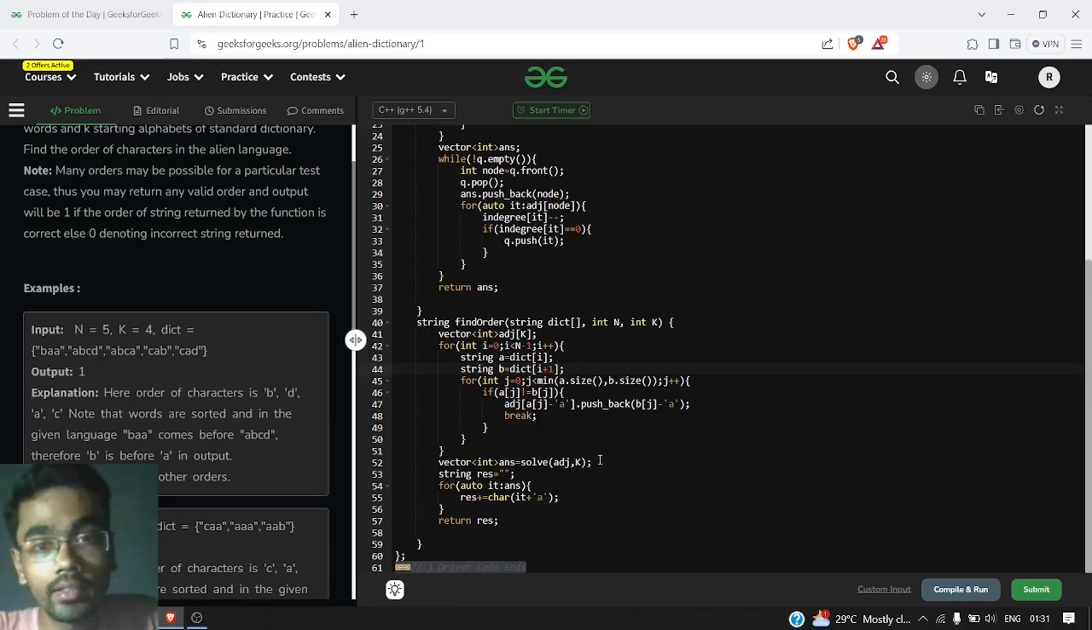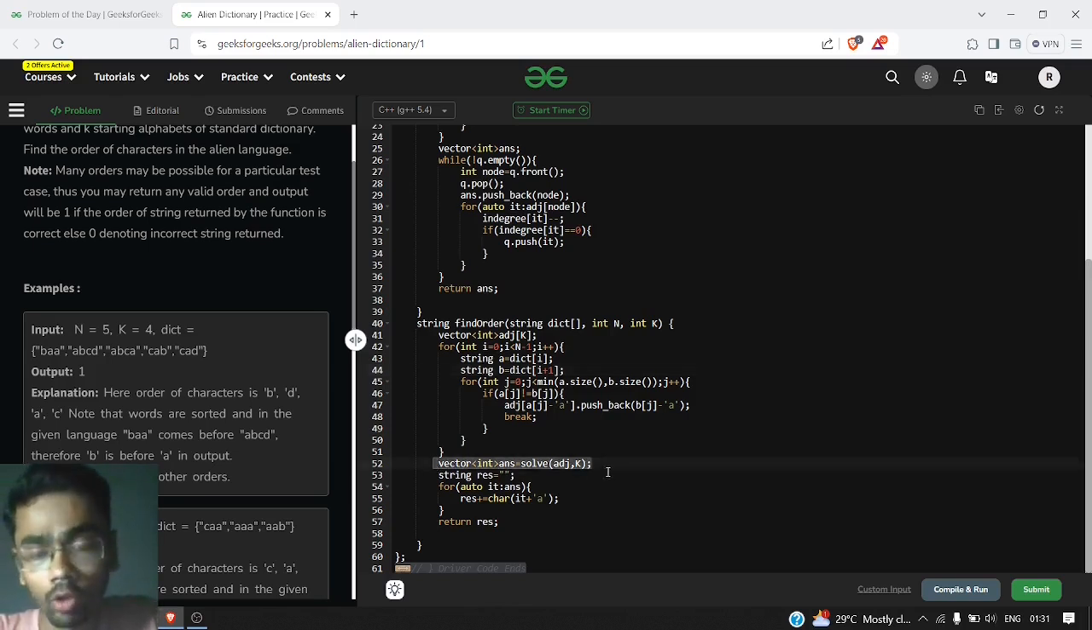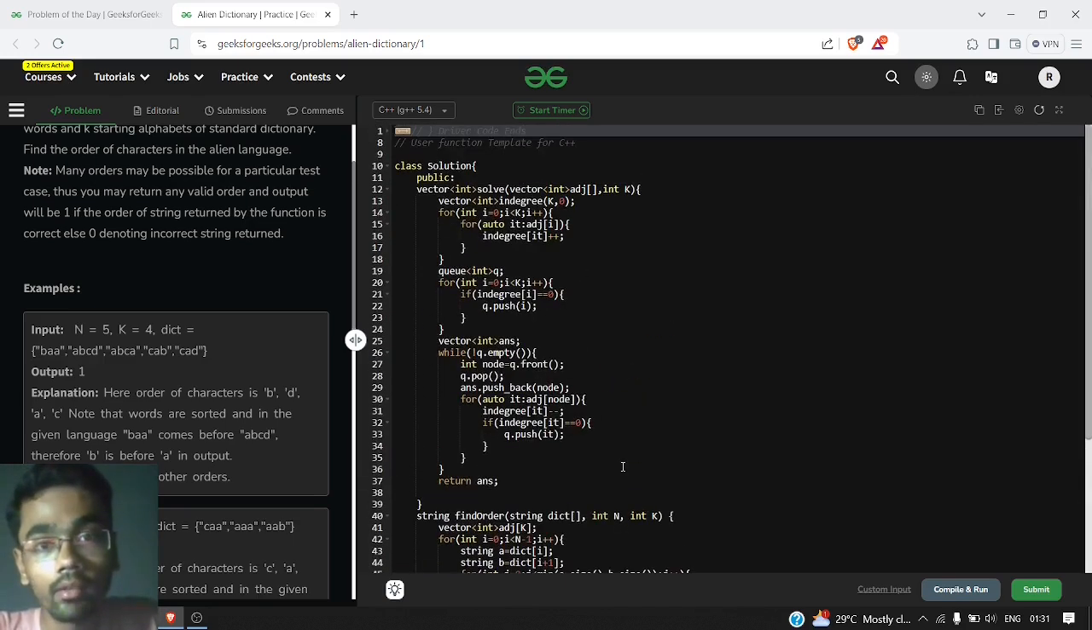Now after the adjacency list, we need to apply the topological sort algorithm. So we have this solve function that will apply the topological sort algorithm and give us one valid order of alphabets. So let us see this solve function. What is the basis of the topological sort algorithm?